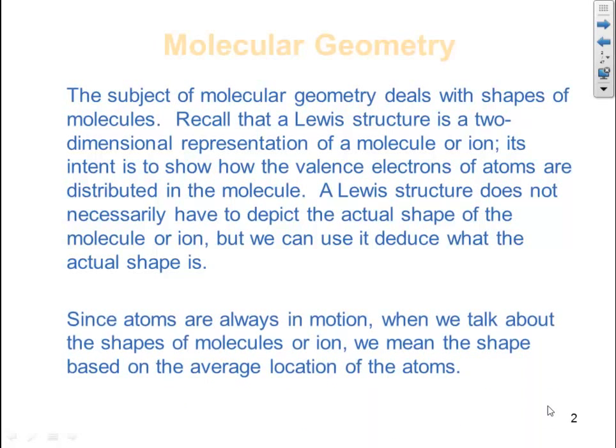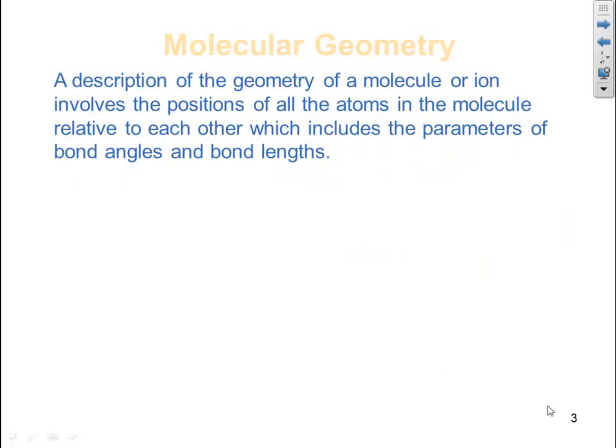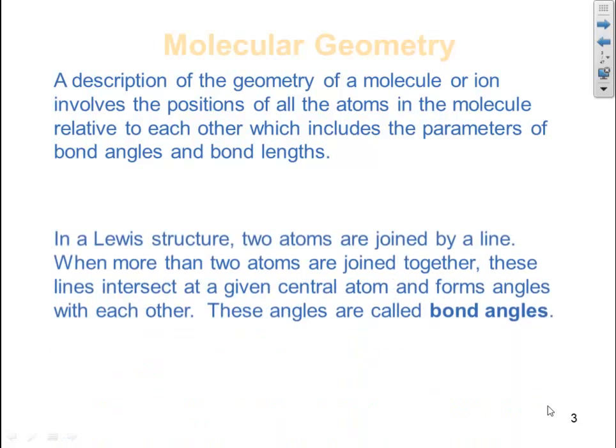Since atoms are always in motion, when we talk about the shapes of molecules or ions, we mean the shape based on the average location of the atoms. A description of the geometry of a molecule or ion involves the positions of all the atoms in the molecule relative to each other, which includes the parameters of bond angles and bond lengths.